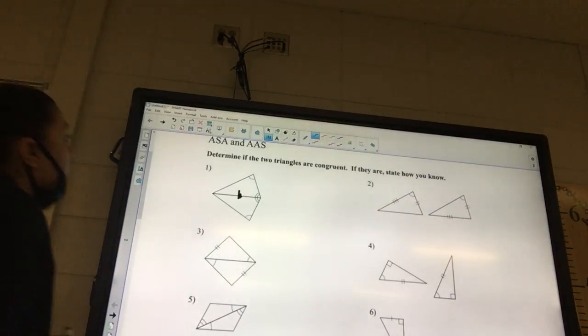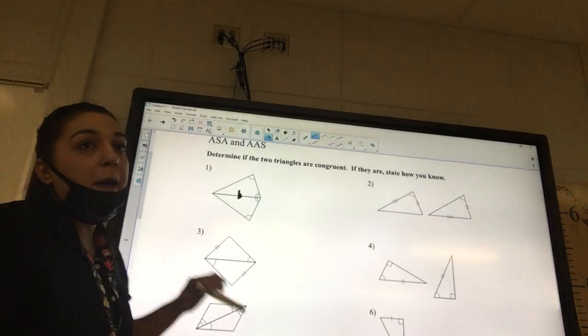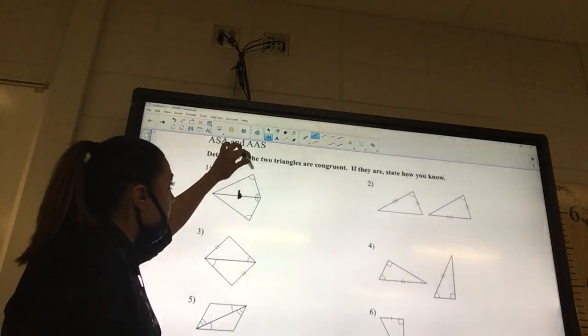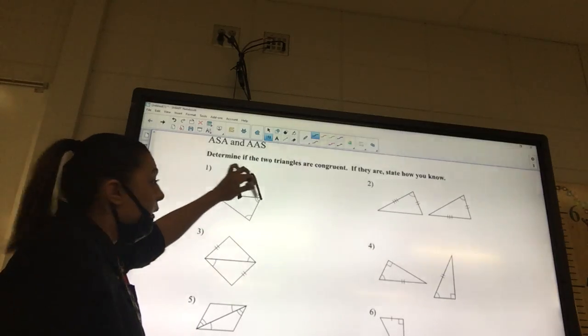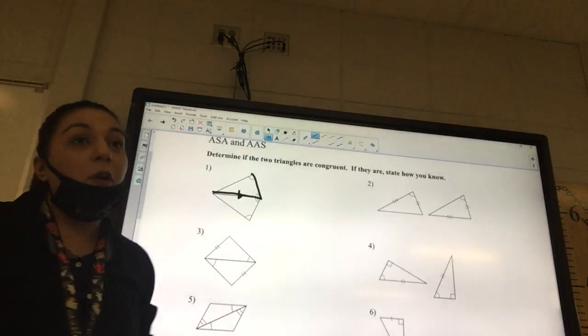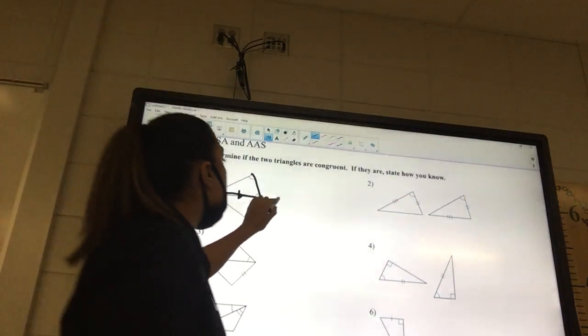Angle, side, angle. Okay, so pick a spot and start. So if I put my pencil here, what am I on? Angle. Side. So what is that? Angle, angle, side.